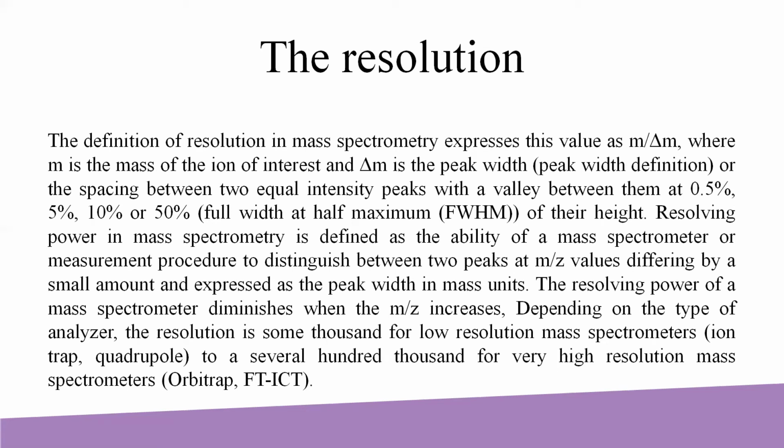Resolving power in mass spectrometry is defined as the ability of a mass spectrometer or measurement procedure to distinguish between two peaks at m divided by z values differing by a small amount, and expressed as a peak width in mass units. The resolving power of a mass spectrometer diminishes when the m/z increases. Depending on the type of analyzer, the resolution is some thousand for low resolution mass spectrometers, ion trap or quadrupole, to several 100,000 for very high resolution mass spectrometers, Orbitrap, FTICR.